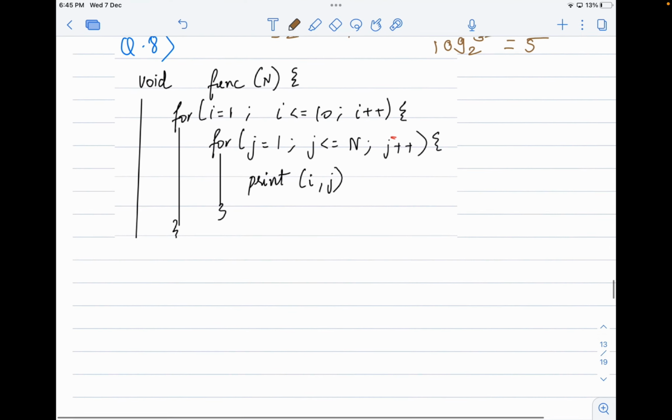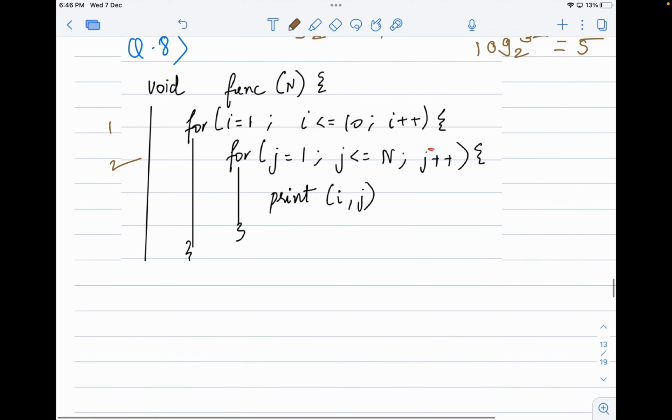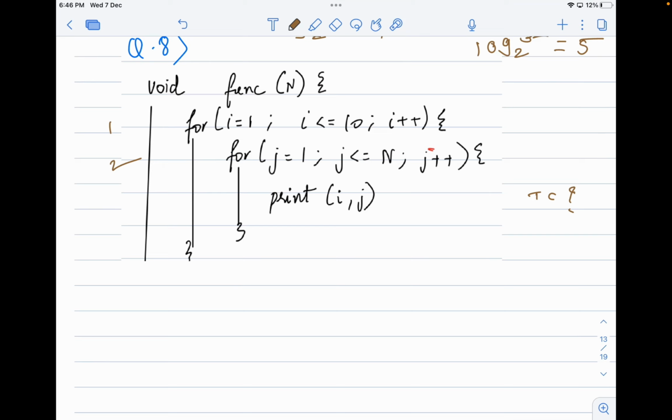Got it? Let's talk about this example. Now it is a nested loop. You can say this is one loop, and this is the second loop. How can we analyze this code's time complexity? Here you can't solve this easily, right? First you have to follow a table. I'll show you how to follow the table.